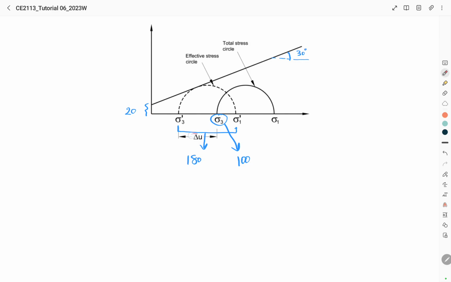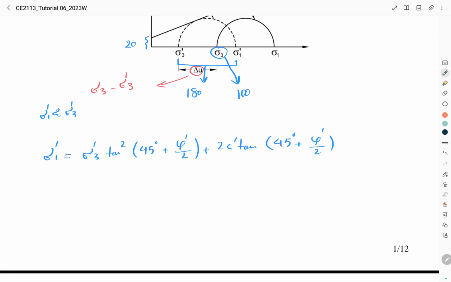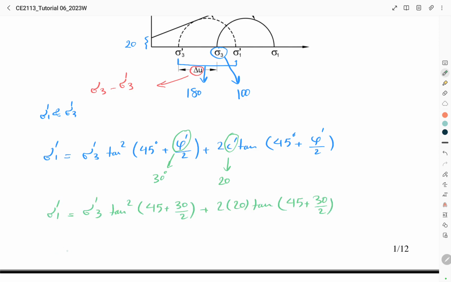Now we need to find this delta u, or sigma 3 minus sigma prime 3. For the relation between the major and minor effective principal stresses, or sigma prime 1 and sigma prime 3, we have this equation. Now, if we put the value of phi prime, which was equal to 30 degrees, and c prime, which was equal to 20, it can be summarized as sigma prime 1 is equal to 3 sigma prime 3 plus 69.28.